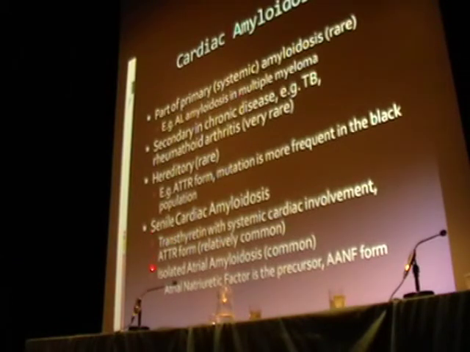Here we have two main types of senile cardiac amyloidosis. One of them is more systemic, with the involvement of both the ventricle and the atrium, and it's related to transthyretin as the precursor. And the other one, which we believe is very common, is isolated atrial amyloidosis. This is an interesting form because the precursor of it is atrial natriuretic peptide, or ANF, which is released by the left atrium. It's always elevated in patients with heart failure.